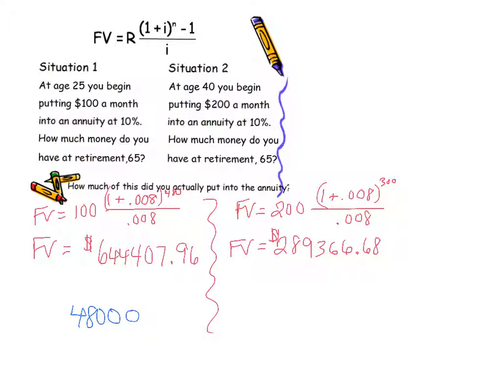Let's look at situation 2. On situation 2, we paid $200 300 times. That's $60,000. In that second situation, we paid more money out of pocket and yet had quite a bit less than half of what we had over here in situation 1. What do you think that means?